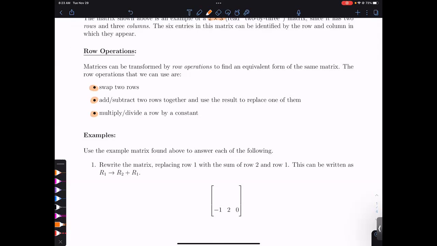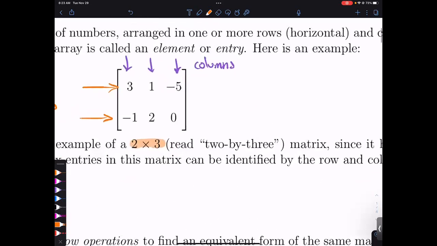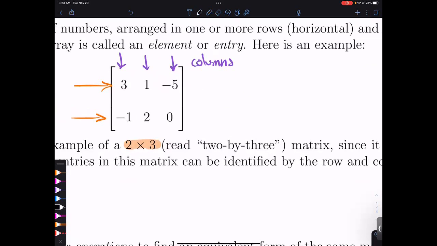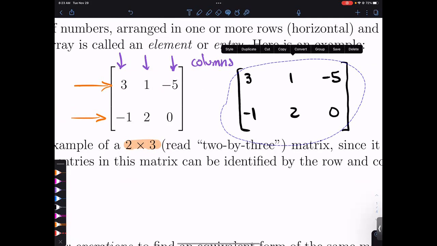Okay, so let's take a look at just a couple of quick examples of how these row operations work. I'm going to use this matrix as our example. So I'm just going to copy it so that I can see it in both places.